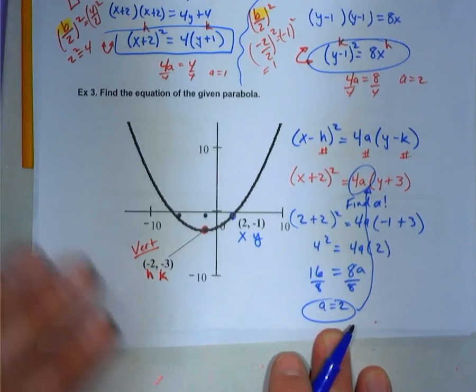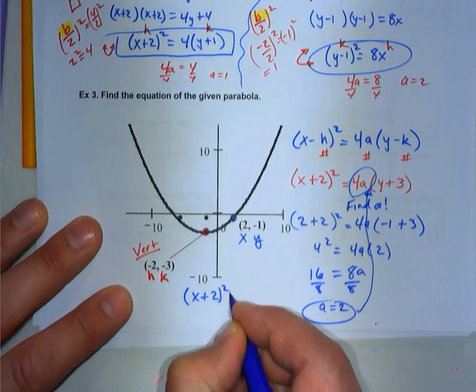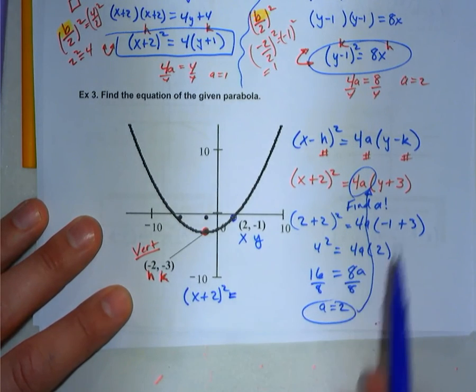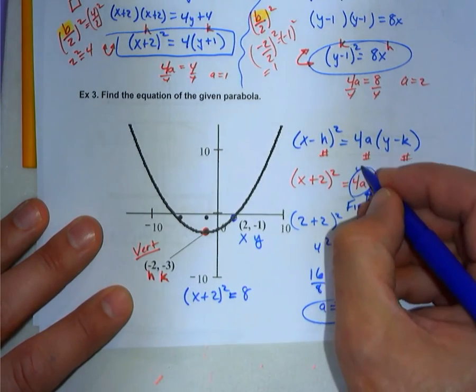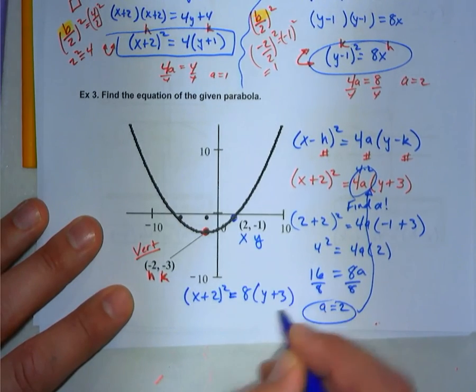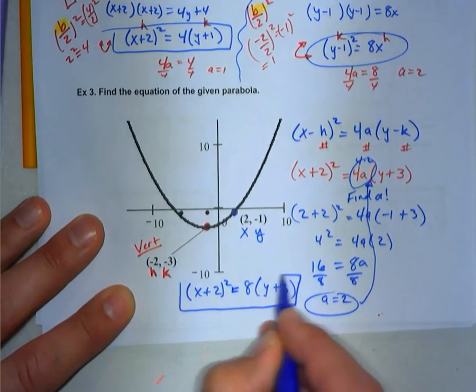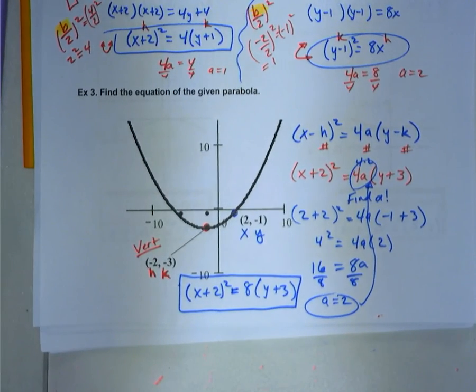So now I can take 2 and plug it in right there. My final answer with h, k, and a is (x plus 2) squared equals 4a, where a is 2. So 4 times 2 is 8, times (y plus 3). So now there's my equation of that parabola. I knew I had to find the a value, h and k. They gave us h and k. They didn't give us enough about a. So we use the coordinate point that they have on the graph to plug in and find a.